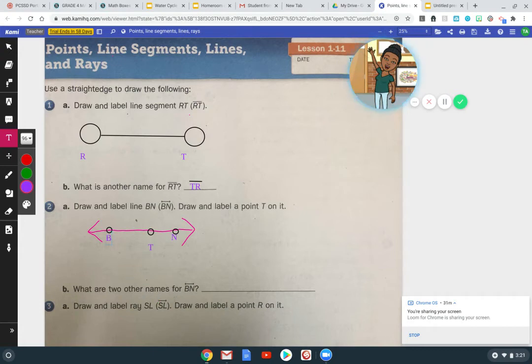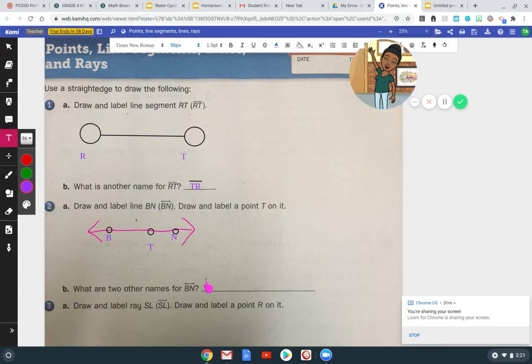What are 2 other names for BN? Think about it. Here's our line, BN. What are at least 2 other names for BN? Yes, NB, we can switch them around. And since we have our T, guys, we could actually say BT or TN. But how would we write that?